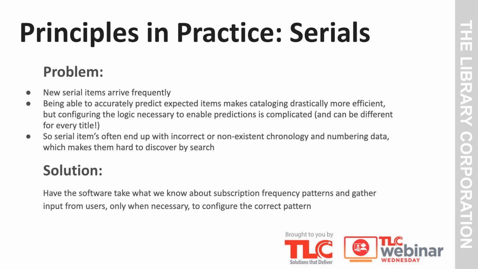So our solution was to make our software do as much of the work as possible and only require input from users when we can't figure out an answer based on context. This should theoretically make cataloging these items faster and more accurate, which makes them more accessible to your borrowers. So let's see what that looks like.